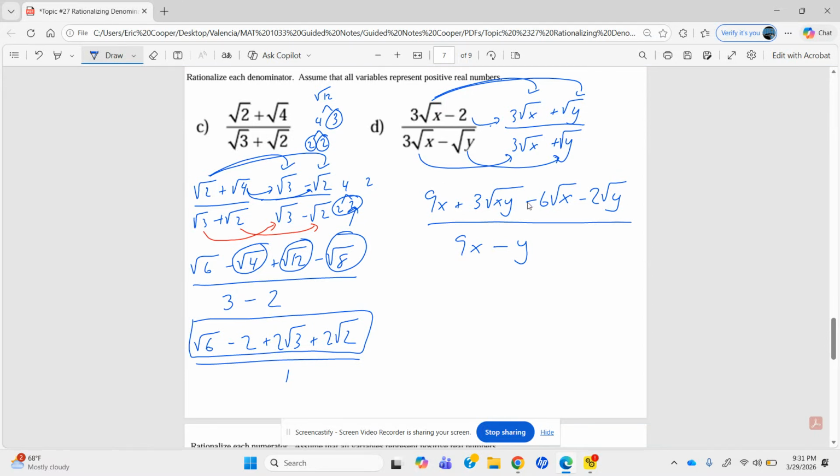Nothing up here can combine. This has both x and y, and nothing else does. This doesn't have a radical. This is just square root of x, and this is just square root of y. So we will leave this as my final answer. So again, use that idea of a conjugate when you have more than one term wherever you're trying to rationalize.